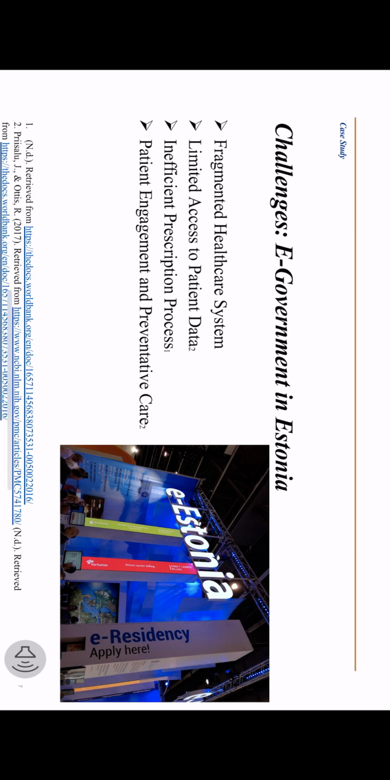Our third analysis was inefficient prescription processes. Estonia still used the traditional prescription system involving physical paperwork, which led to many delays in getting prescriptions filled and increased the risk of medication errors. Our final challenge we analyzed was patient engagement and preventative care. Engaging patients in managing their health and promoting preventative care practices was a challenge due to the lack of convenient and accessible digital healthcare tools for the citizens of Estonia.